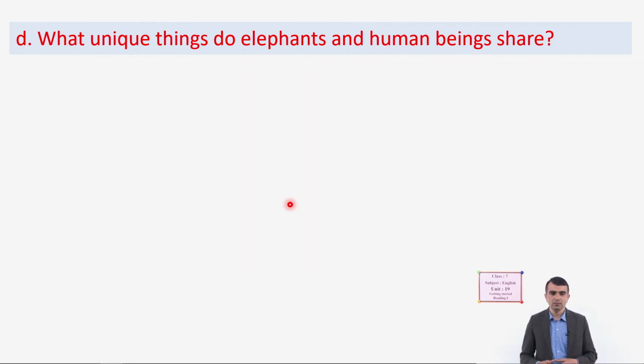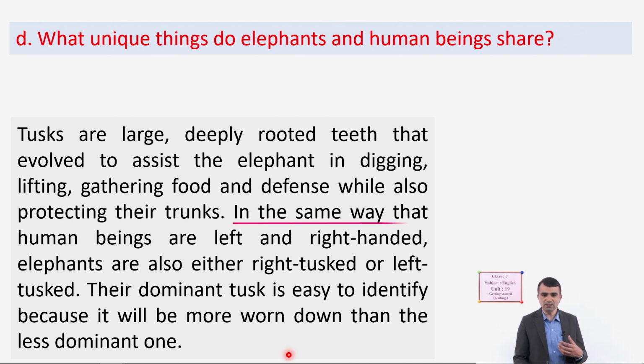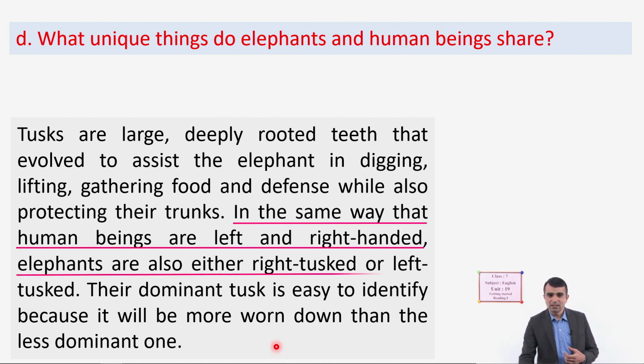Next, what unique things do elephants and human beings share? What unique things? Go through the book, please. Here you can find the answer. Where is it? Unique things which are similar in human beings and elephants. That is, what is given here? Read here. In the same way that human beings are left-handed or right-handed, elephants are also either right tusk or left tusk.